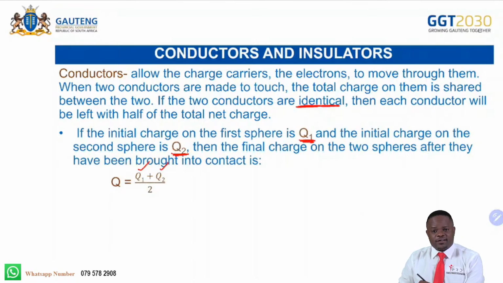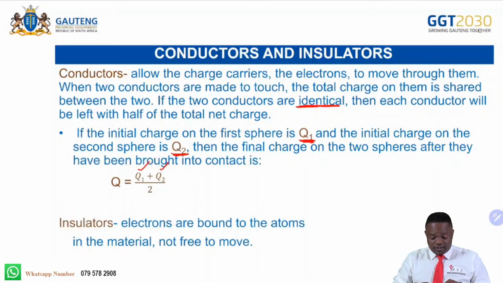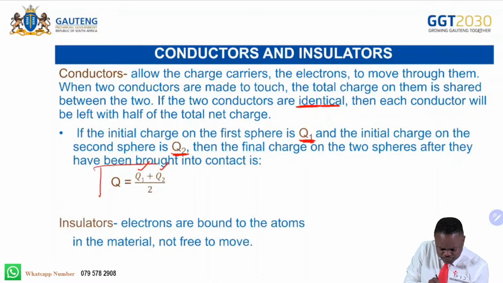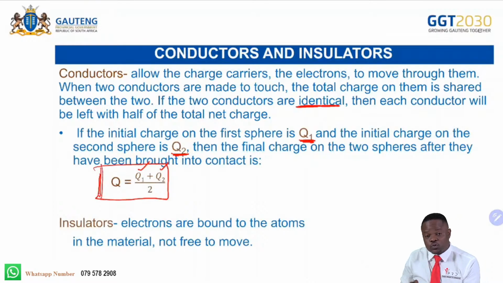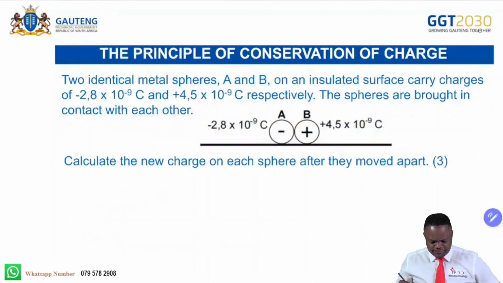All right. And then think of insulators. If we were to bring together insulating materials, the electrons are tightly held in insulators. If they touch each other, nothing is going to happen. Electrons are not free to move in insulating materials. Remember, our insulating materials do not allow the flow of charge. I hope this is making sense. At the moment, let's grasp this formula. We use it to calculate our new charge on a single sphere after contact.